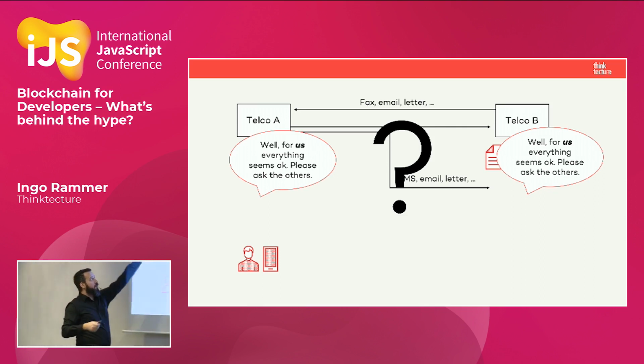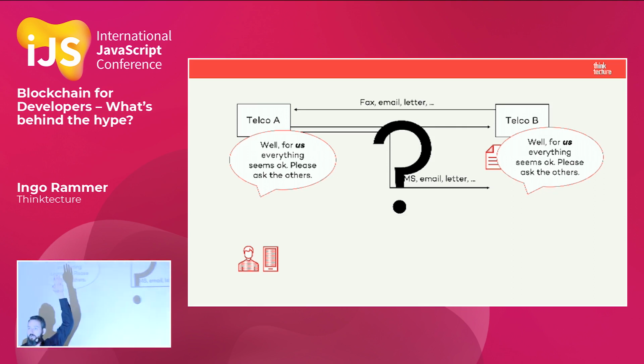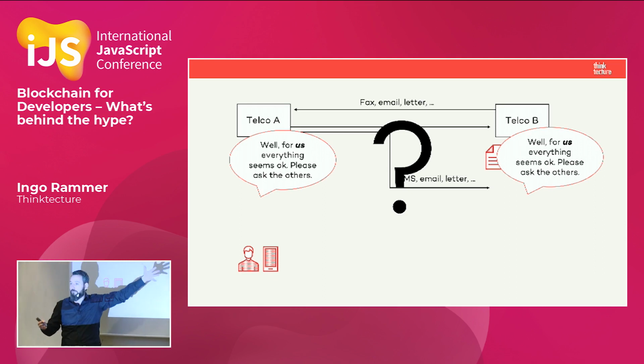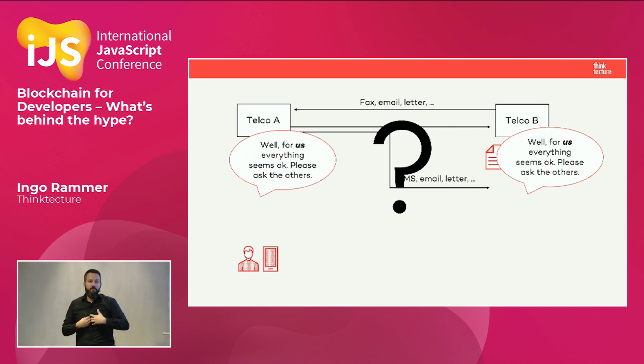So this fax sent from telco B to telco A might have been lost. So telco B says, well, I sent the fax, for me everything's okay, now I'm waiting for response. The other side never received it. So they say, well, from our point of view, you don't even exist. There is no transfer record for this. Okay, so that's our starting point. We have no shared information between these two companies.